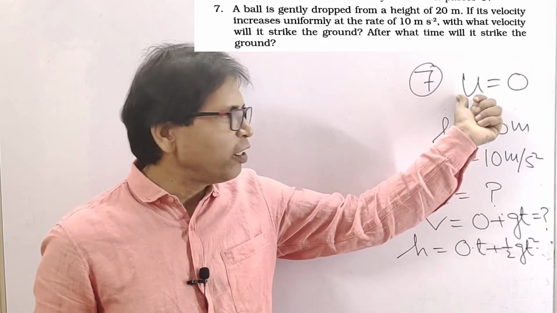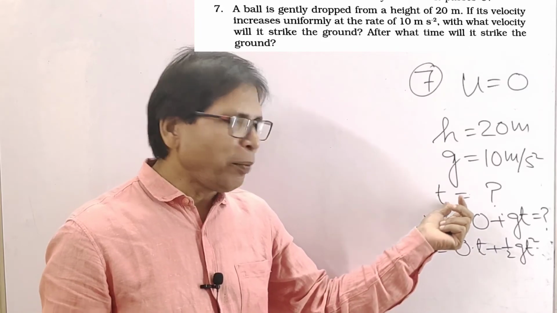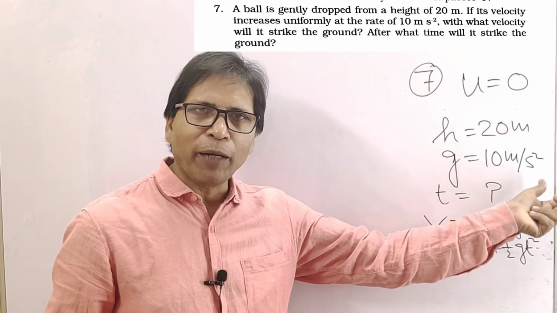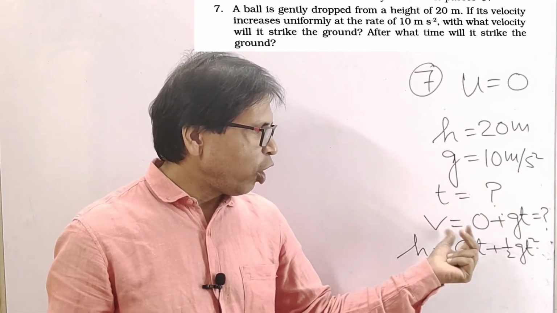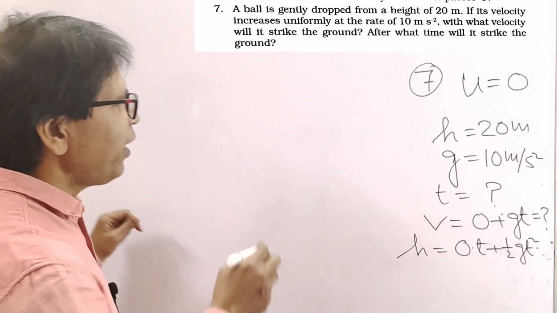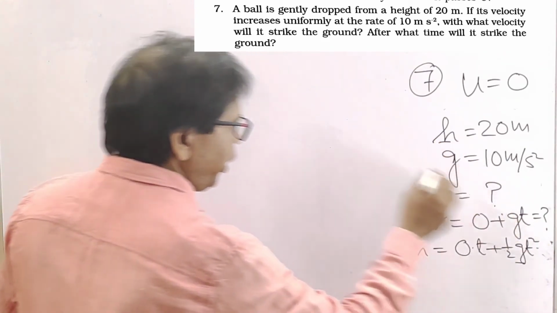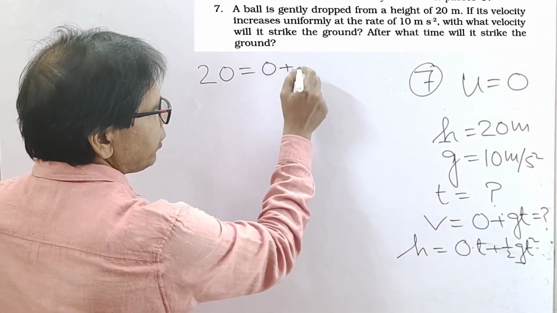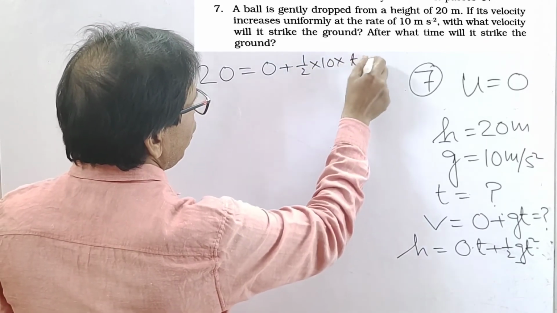A ball is dropped from a height of 20 meters. We have to calculate the time taken by the ball to reach the ground. G equals 10 meters per second square. We also have to calculate the velocity of the ball before striking the ground. Now look at this. Here h is given, g is given, so we can easily calculate t. So 20 equals 0 plus half, g is 10, and this is t square.